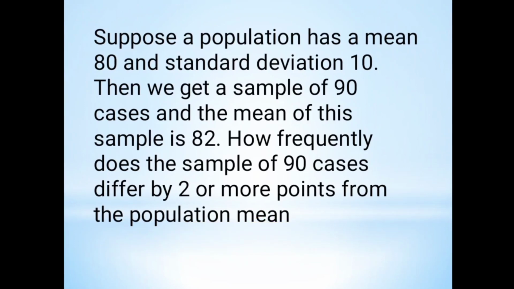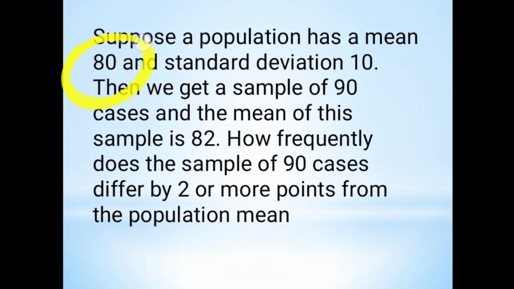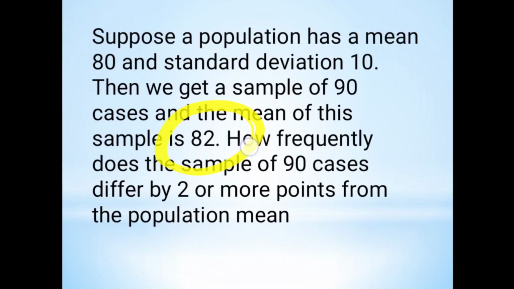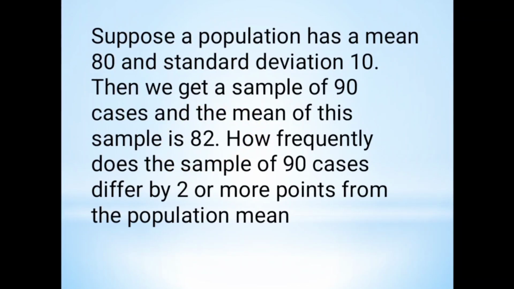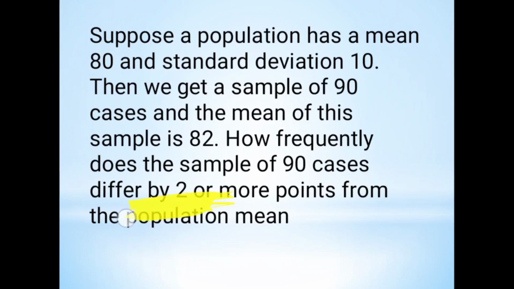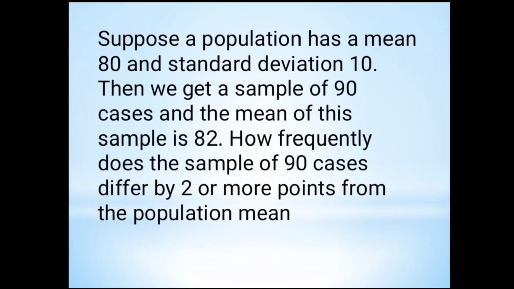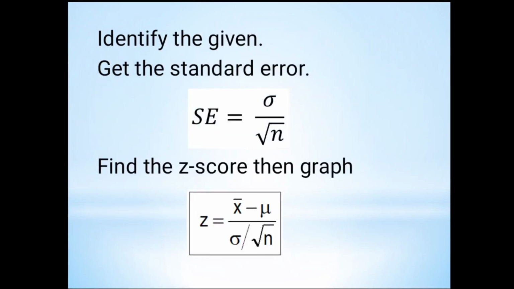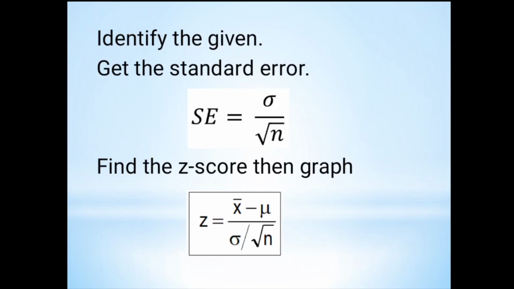Because as you can see, our population mean is 80 and our sample mean is 82, right? So the difference is 2. But what is the probability that we will be having 2 or more points from the population mean? So here is how. To solve that problem, first, you have to identify the given.